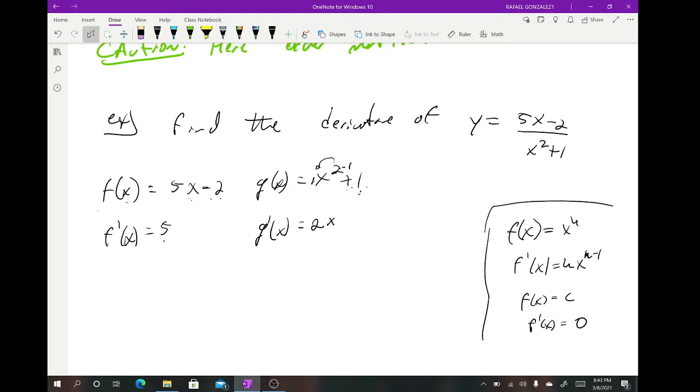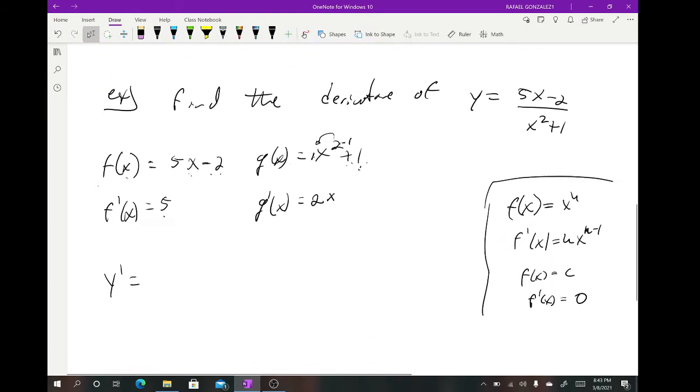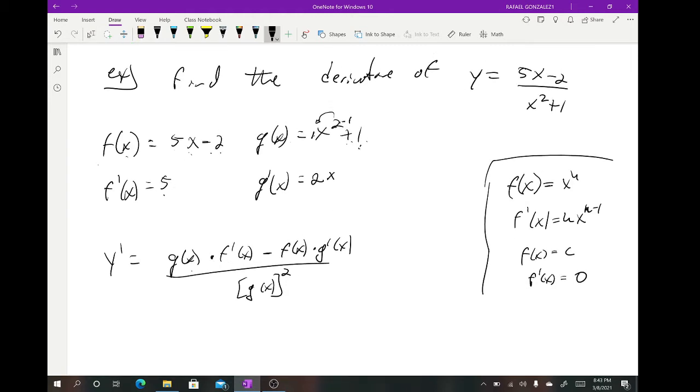Alright, so let's put this together to find the derivative. y prime is going to be equal to, and the rule says, g of x times f prime of x minus f of x times g prime of x, divided by g of x squared. Well, we now know what g of x and f prime of x are, so we can put them together. So g of x is just x squared plus 1.